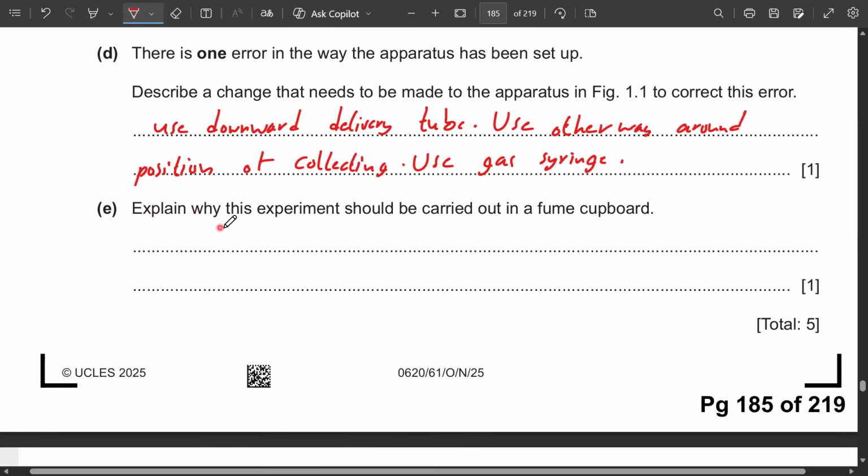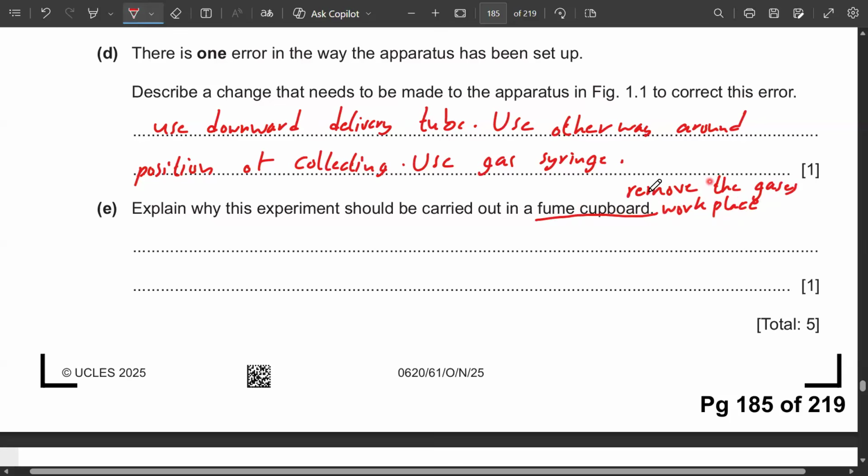Then part E, explain why this experiment should be carried out in a fume cupboard. The purpose of the fume cupboard is to remove the gases from your workplace or workstation. Basically, your workplace is the lab. So if you're doing your experiment inside the lab, that is your workplace.